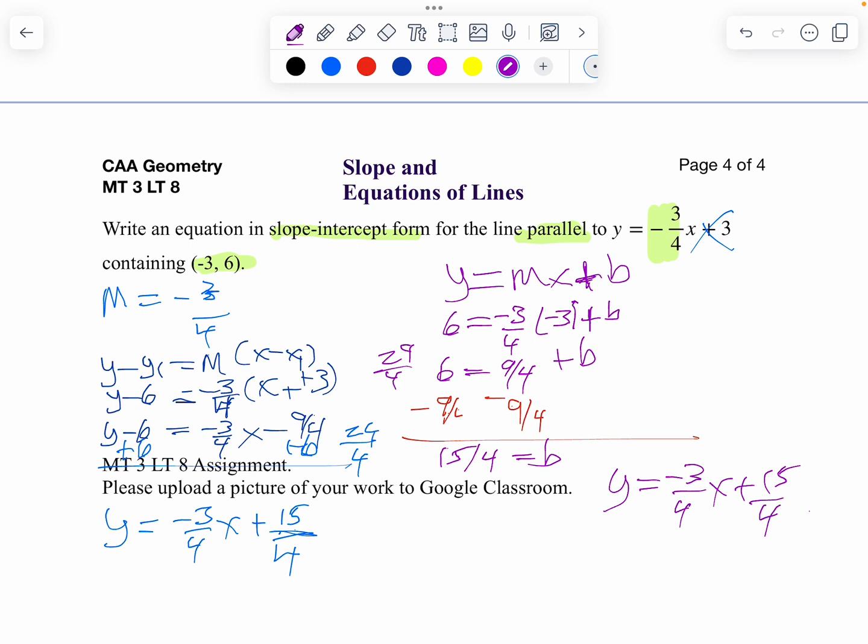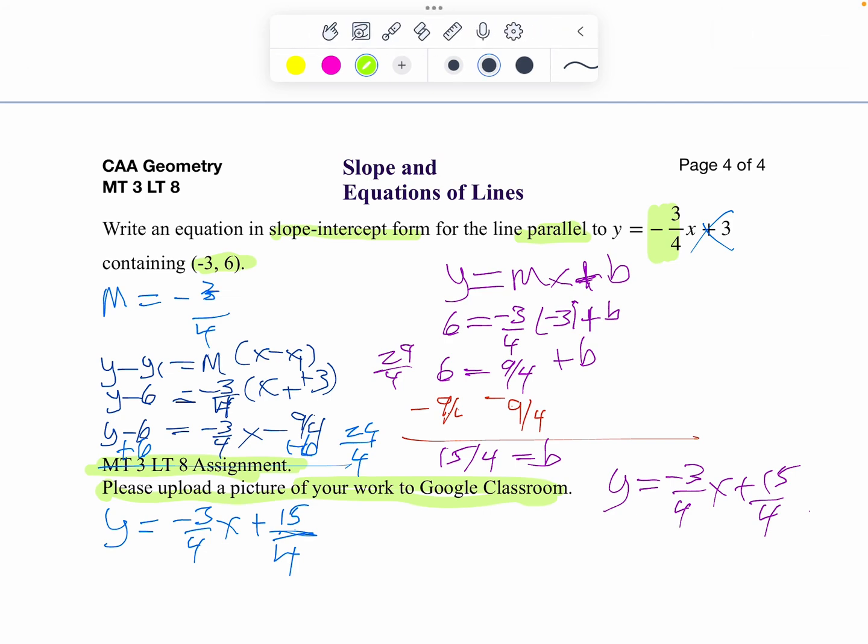Whichever way you found easier, I would do it that way. Doesn't really matter. Okay, what I want you to do next then is do your LT8 assignment. Make sure you upload it to Google Classroom, your work that is.